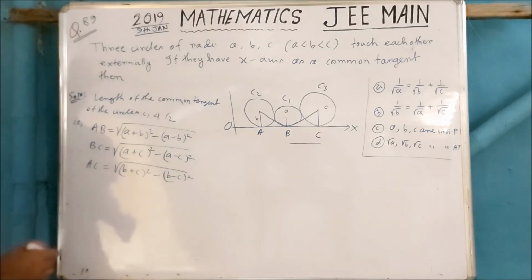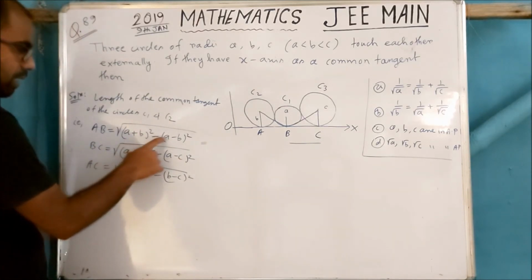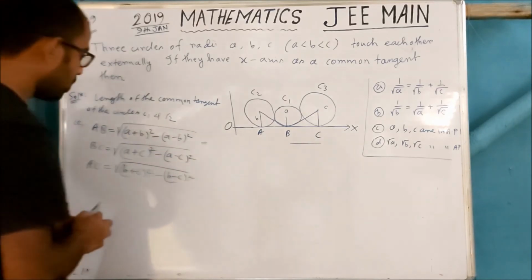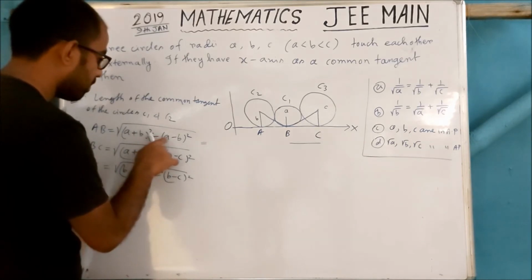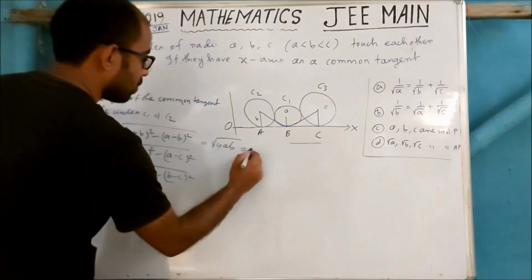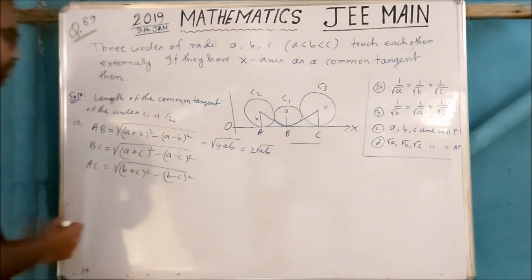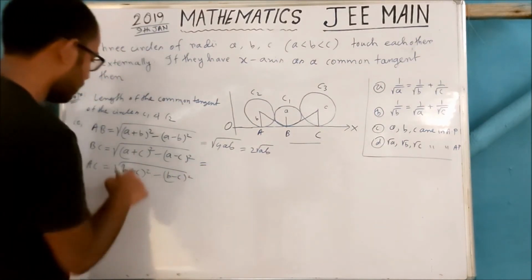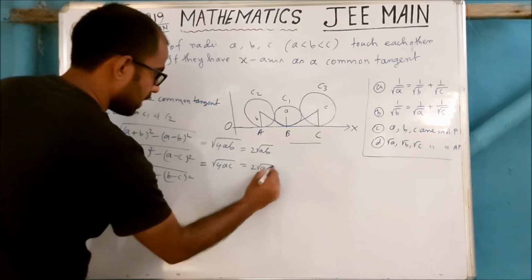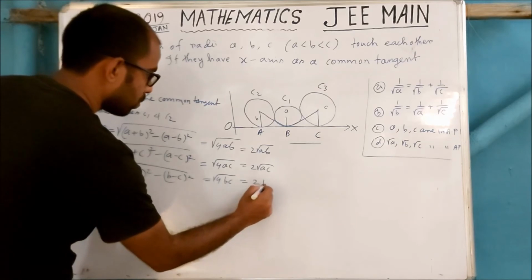We now calculate all the values. We see that A square plus B square plus 2AB, minus A square plus B square minus 2AB, so A square and B square cancel out. We get only 2AB plus 2AB, that means root of 4AB, which equals 2 root AB. Similarly we get here root of 4AC, that means 2 root AC, and root of 4BC equals 2 root BC.